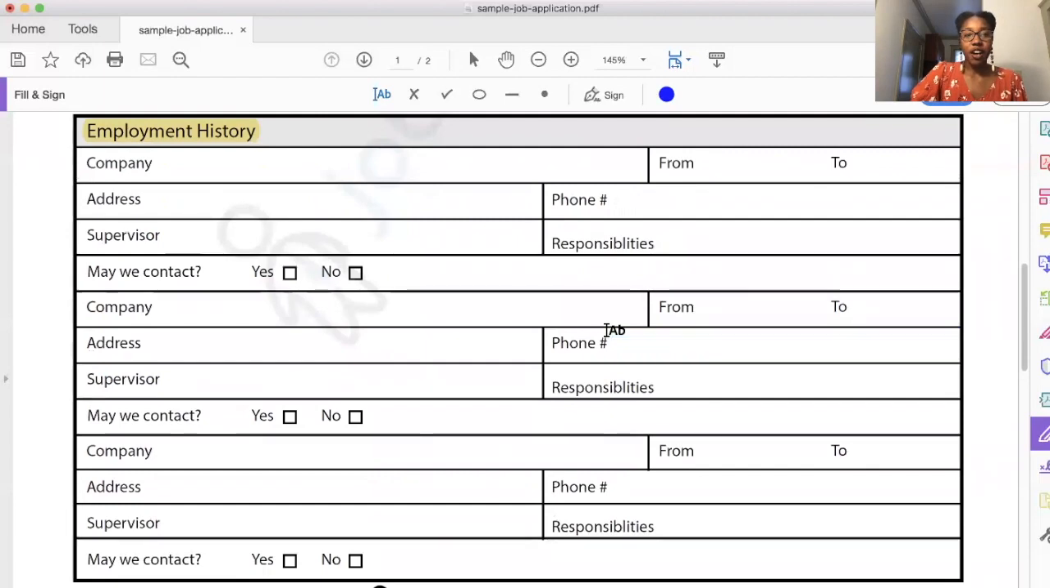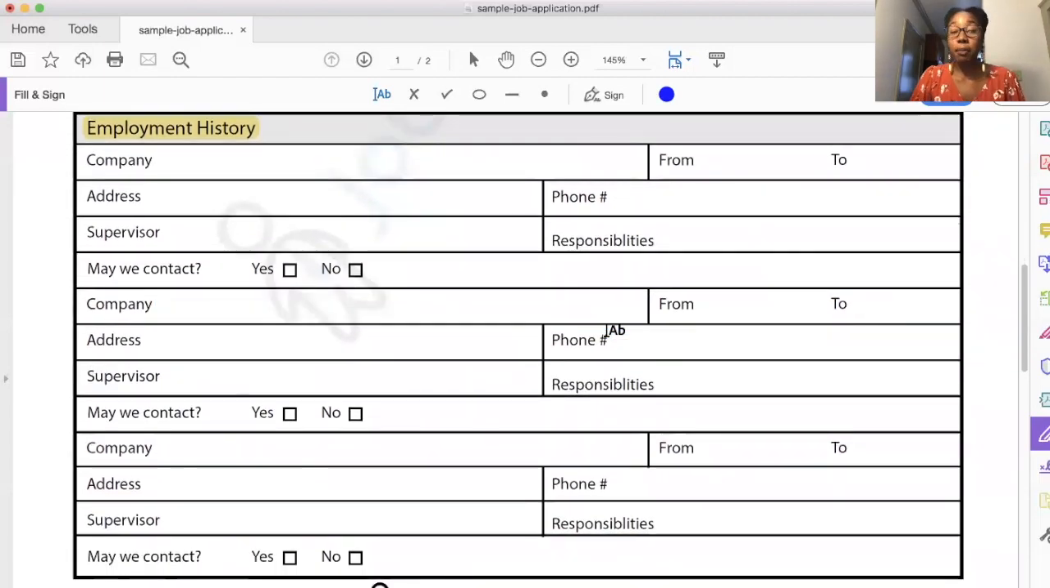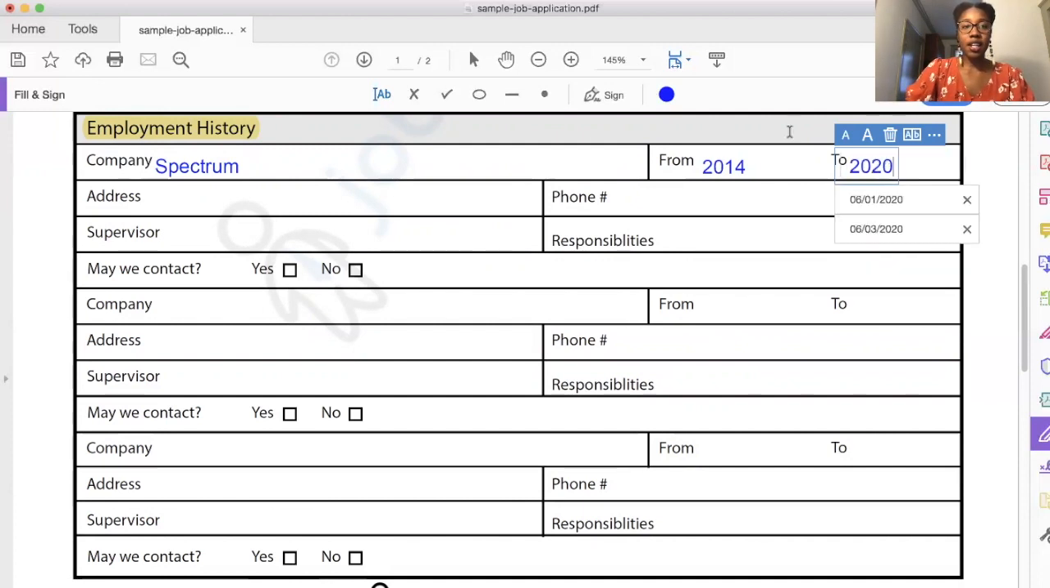Our next section of the application is employment history or work history. Before, Sarah worked for the company Spectrum. Sarah started working at Spectrum in 2014. Sarah ended her job with Spectrum this year in 2020.